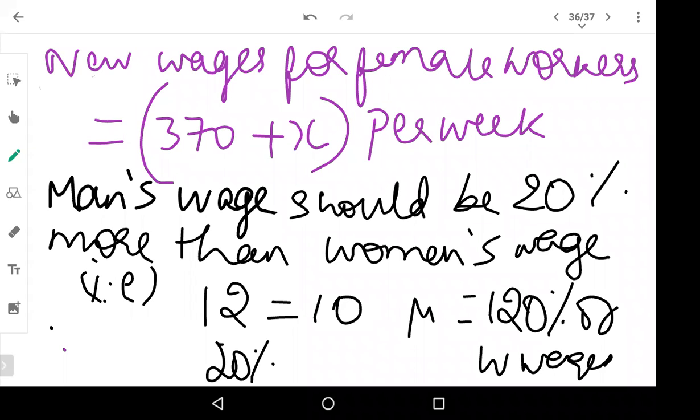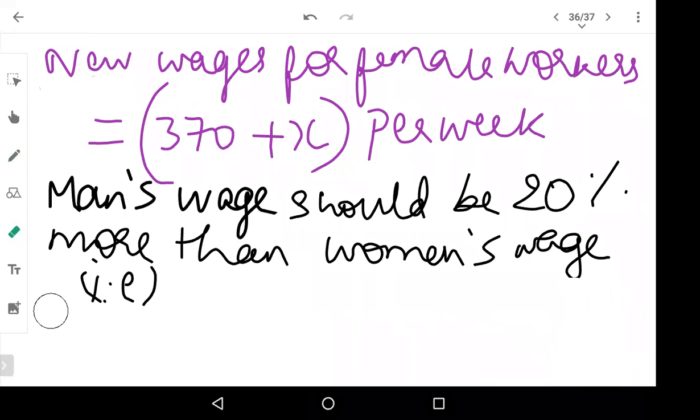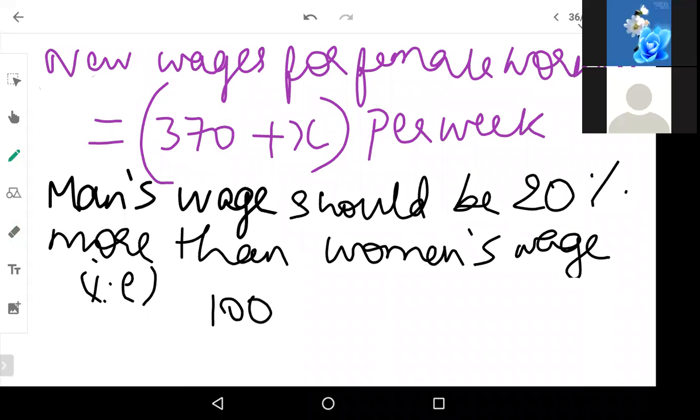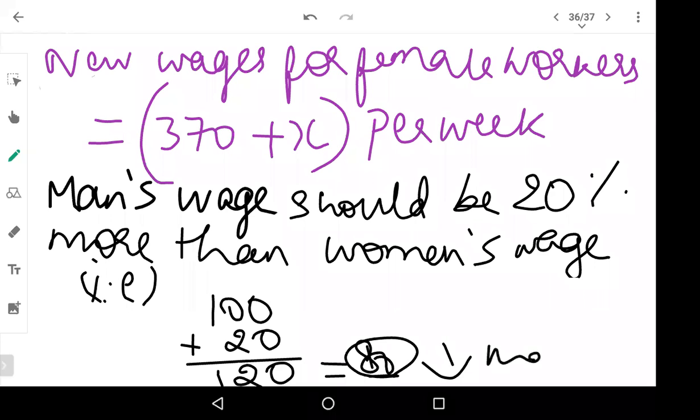I think you're getting confused. Read the question once again. Man's wage should be 20% more than women's wage. If man's wage is 100 rupees, what is the increase? Plus 20. Now his new wage is 120 rupees. But women's wage will still remain 80 or 100, something like that, which is lesser than man's wage. So that is what we are trying to say.